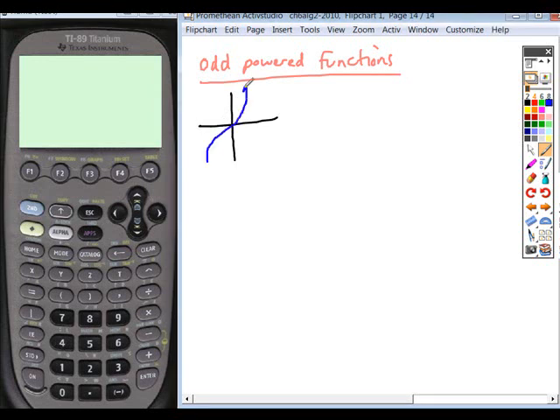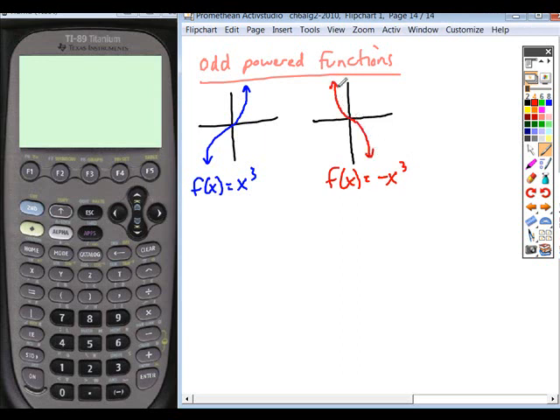So this right here is the function x cubed. Okay. If you put a negative in front of this function, so if you're looking at a minus x cubed, what do you think this negative is going to do to your graph? It's going to flip it. So now it's going to look like this.